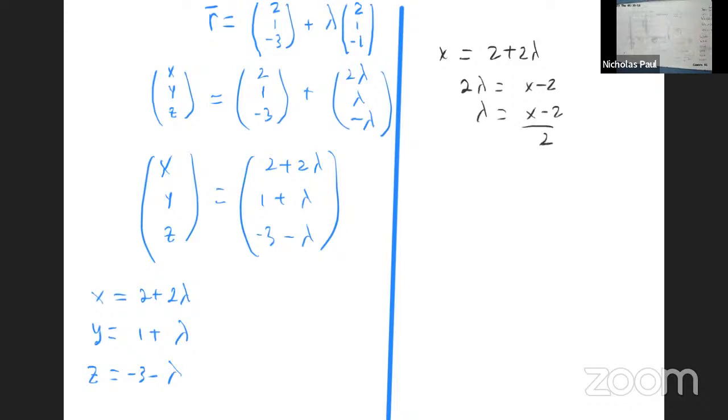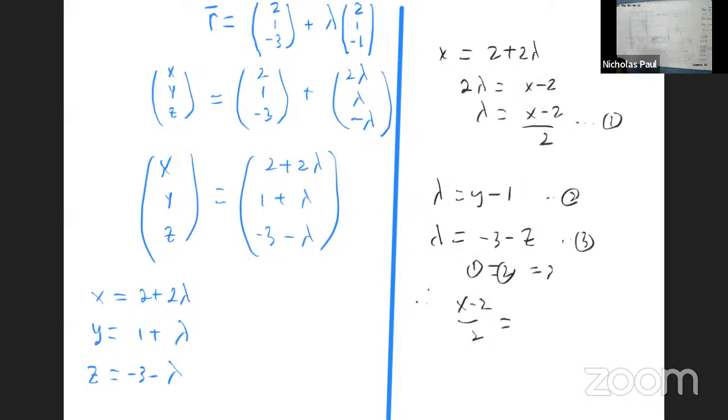And next one, lambda is y minus 1. And here, lambda is equal to minus 3 minus z. So all we have to do is equate equation 1, 2 and 3. So 1 is equal to 2 is equal to 3: (x minus 2) on 2 is y minus 1 is minus 3 minus z. Check it out. Any questions?